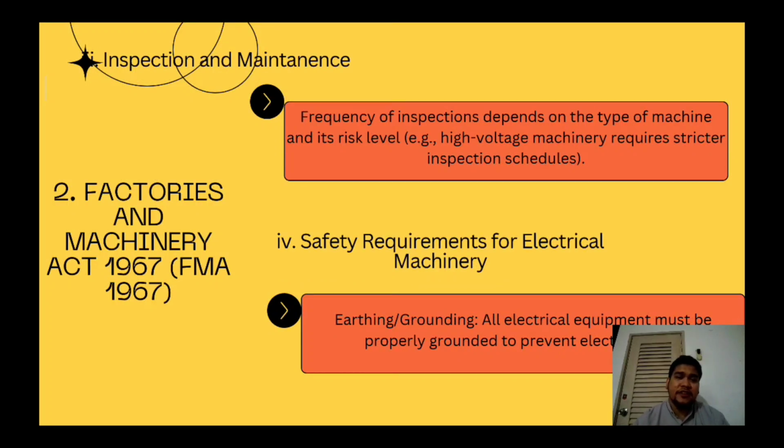For inspection and maintenance, the frequency of inspections depends on the type of machine and its risk level. For example, high voltage machinery requires stricter inspection schedules. Safety requirements for electrical machinery include earthing and grounding, which means all electrical equipment must be properly grounded to prevent electric shock.